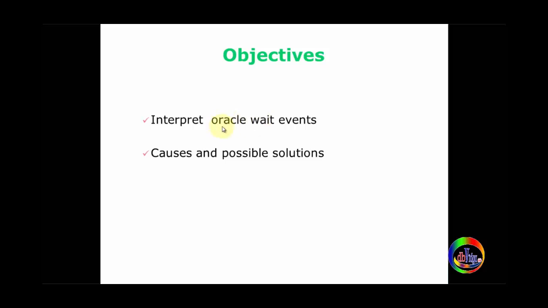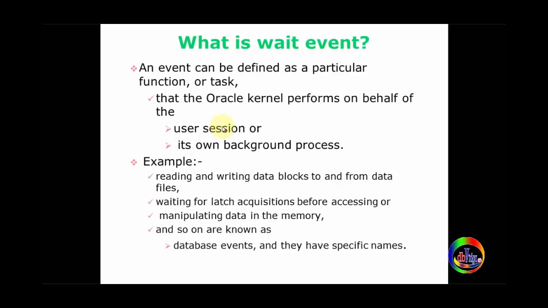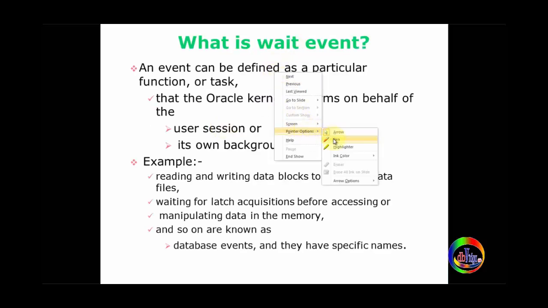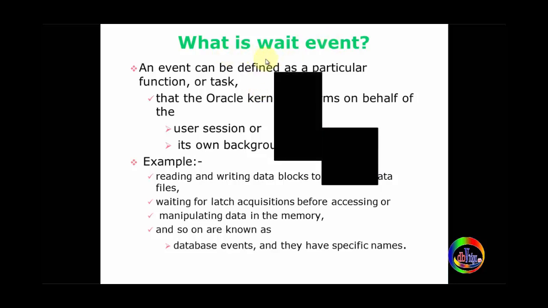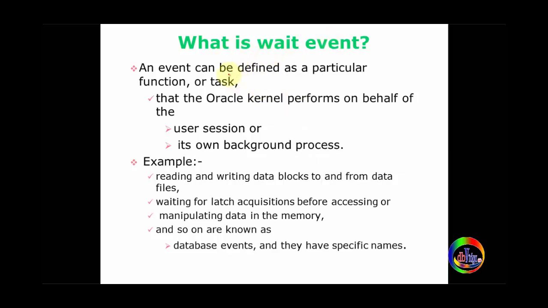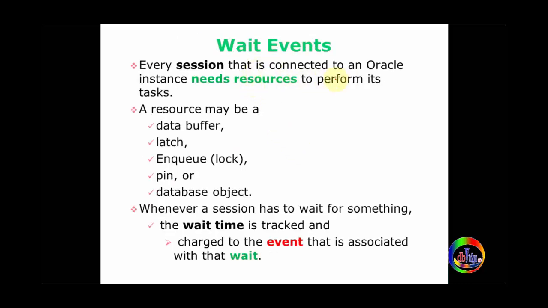So here we try to interpret, and we also try to find the reasons why it happens, and also possible fixes. So whatever you just told me, a wait event can be defined as a particular function or task that an Oracle kernel performs on behalf of either a user session or some other background process. Every session that is connected to an Oracle instance needs some resources. That resource can be a DB buffer, data block buffer, or a latch or enqueue, pin, database object.